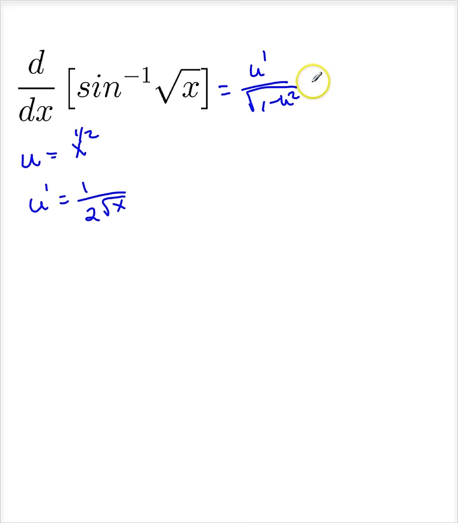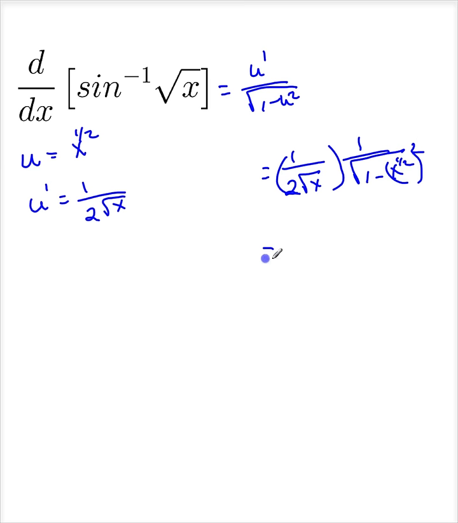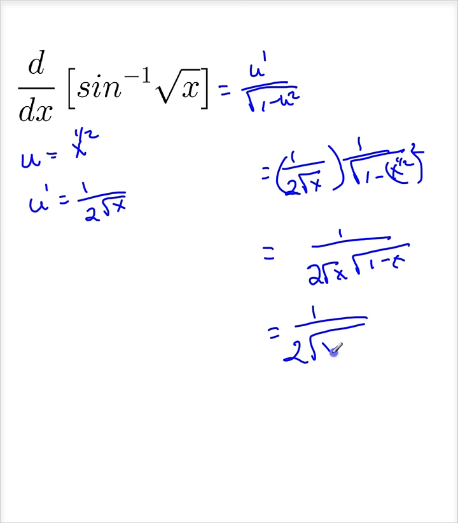I should have written that down here, but that's okay. So this is 1 over 2 times the square root of x, times 1 over the square root of 1 minus u squared. So this is x to the 1/2 quantity squared. So this becomes 1 divided by 2 square root of x times the square root of 1 minus x. So you can leave it this way or combine the square root there. So this is x minus x squared.